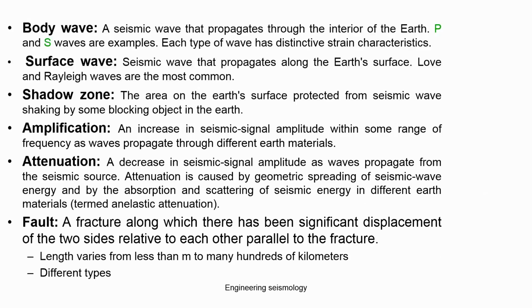Now, the seismic waves we have seen are the waves which are produced. There are basically two types of seismic waves. One is the body wave, the seismic wave that propagates through the interior of the earth, such as P and S waves. Each type of wave has distinct strain characteristics. The surface wave is the seismic wave that propagates along the earth's surface, the Love and Rayleigh waves. We will discuss this in detail in the theory of wave propagation.